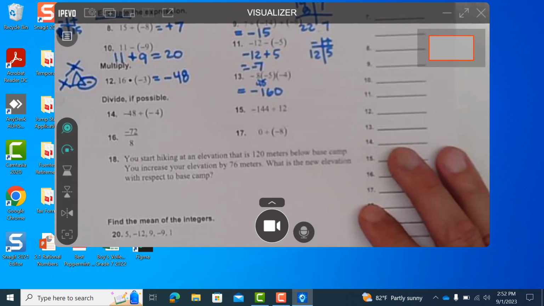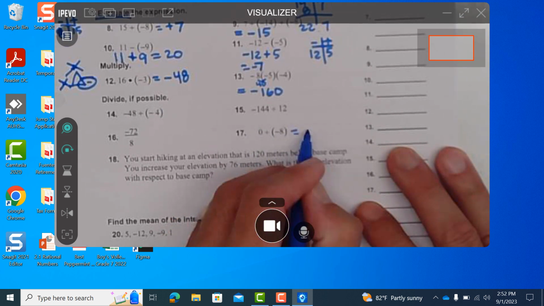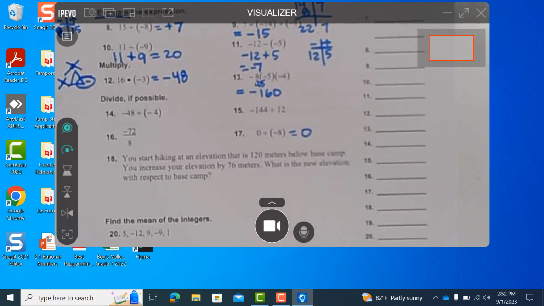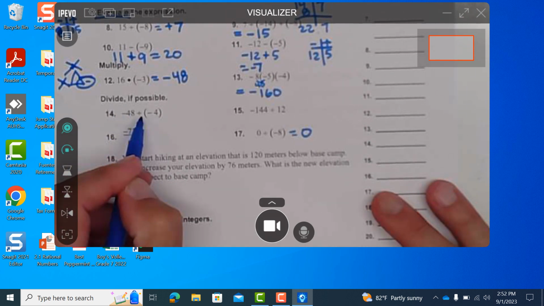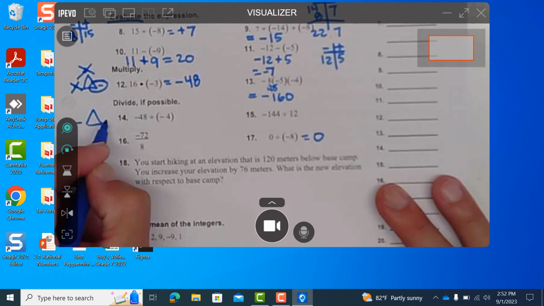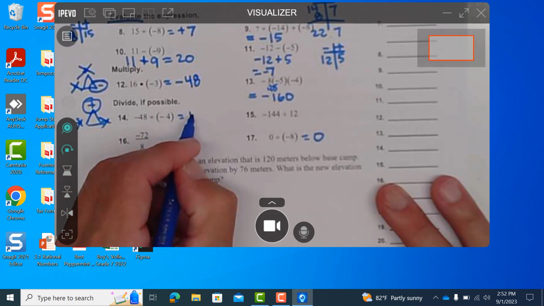All right, divide if possible. And they say divide if possible because this first one, number 17, we have 0 divided by -8, so that's going to be 0. 0 divided by any number is 0. Okay. Going back to -48 divided by -4, we have 2 negatives, so that's going to give us a positive answer. 4 goes into 48 12 times, so that's positive 12.